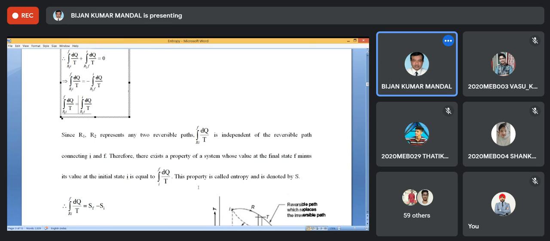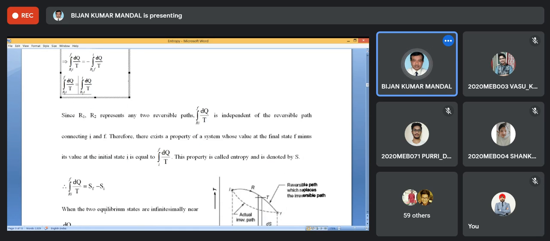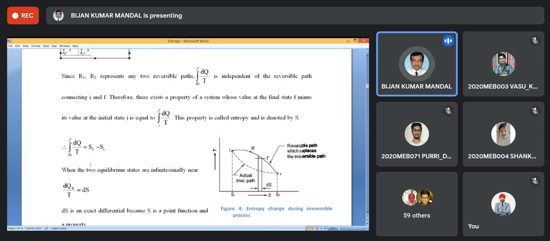point function, not a path function, because its change depends only on the initial and the final points and not on the path. Therefore, the integral of dq by T is equal to Sf minus Si. And if they are very close to each other, then in the differential form we can write dqr by T is equal to dS. Since we are talking about the reversible path, that's why we are writing that.